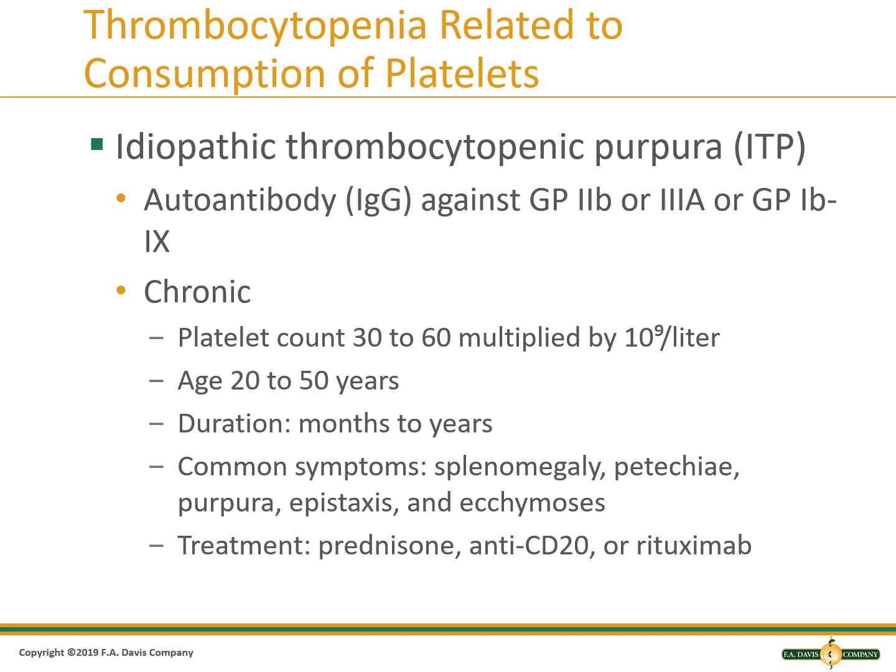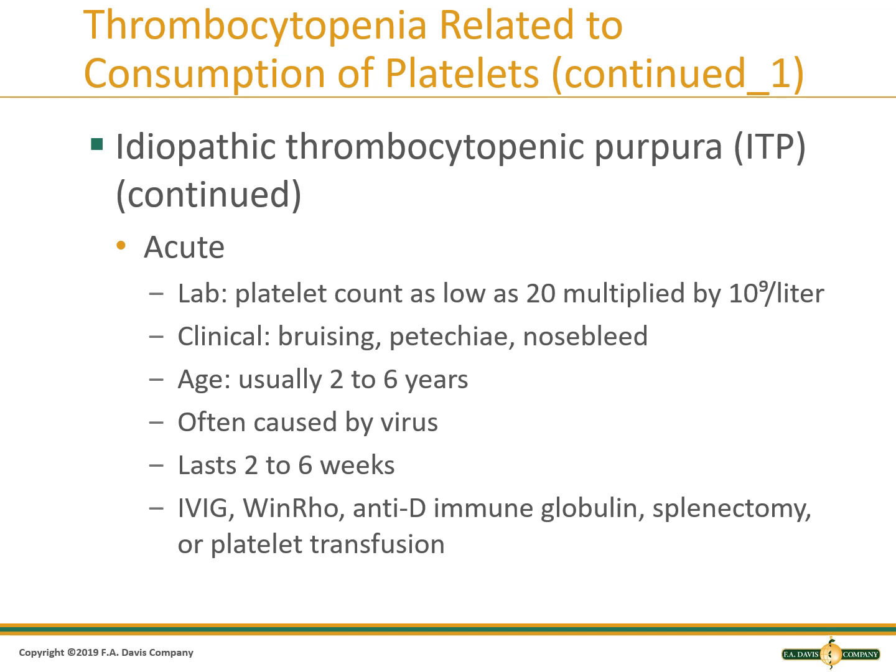The platelet count is 30 to 60 multiplied by 10 to the 9th per liter. It usually occurs in patients ages 20 to 50 years of age. The duration for this issue could be months to years. Common symptoms with this are splenomegaly, meaning the spleen is enlarged, petechiae, purpura, epistaxis, which is nosebleeds, and ecchymosis, which means you're bruised very easily. Treatment for this condition can be prednisone, which is a steroid, anti-CD20, and rituximab.